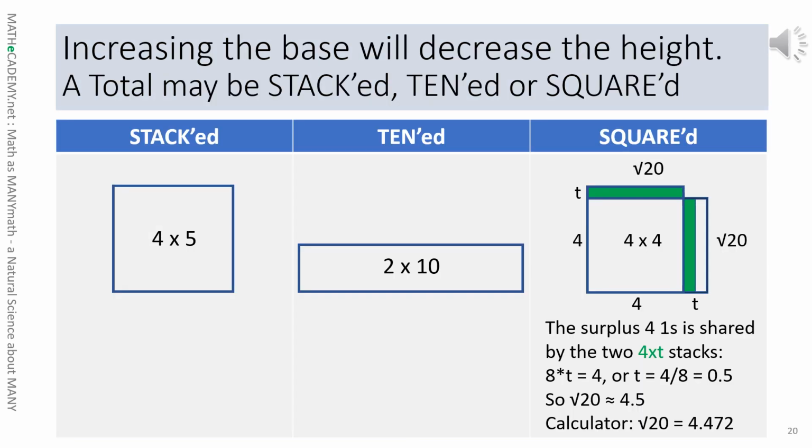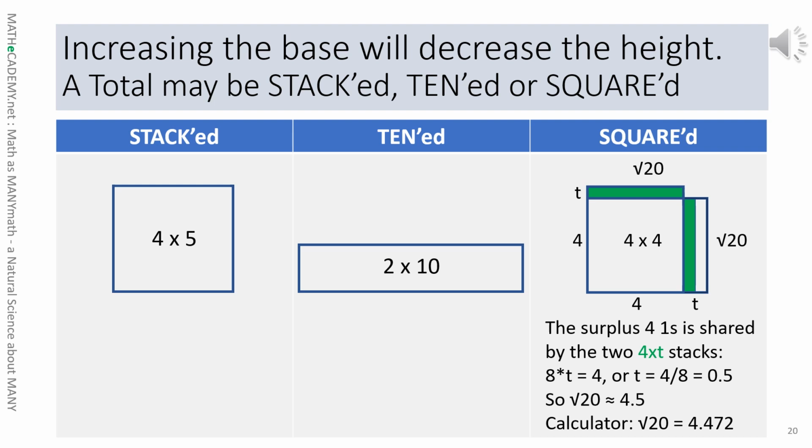Increasing the base will decrease the height. A total may be stacked, tenned, or squared. Here, 4 5s is recounted as 2 10s, with double base and half height. Next, 4 5s is recounted into a square, where the side is called the square root.